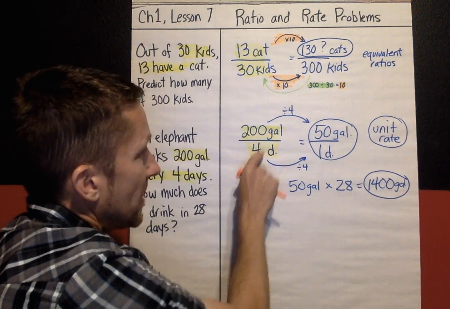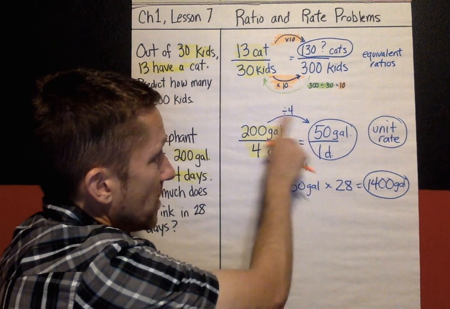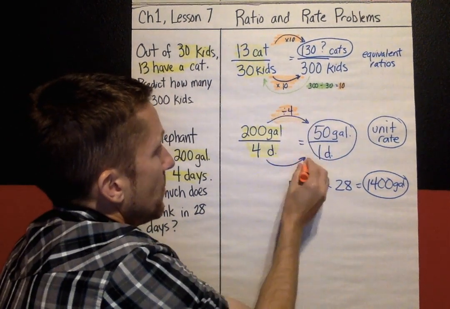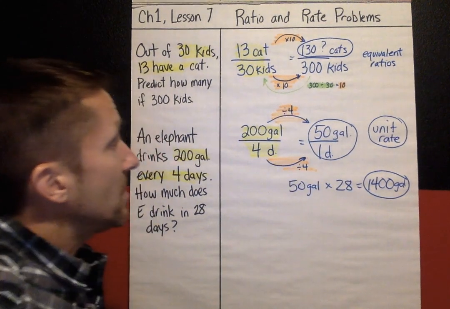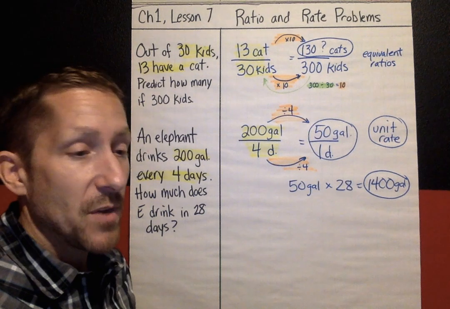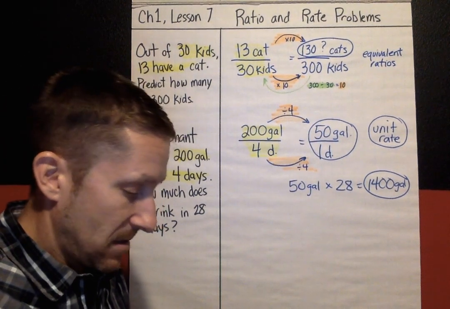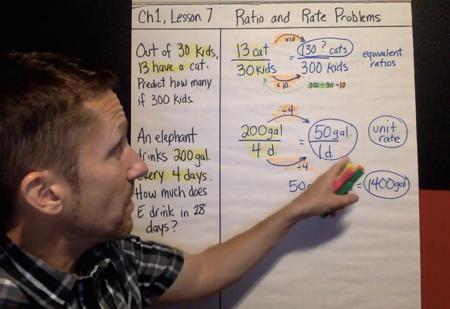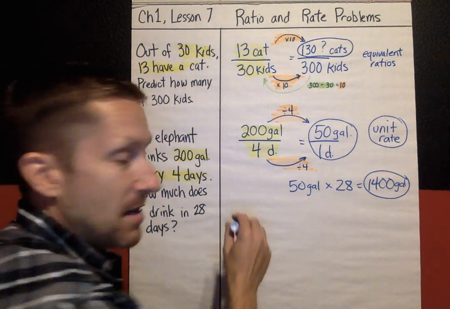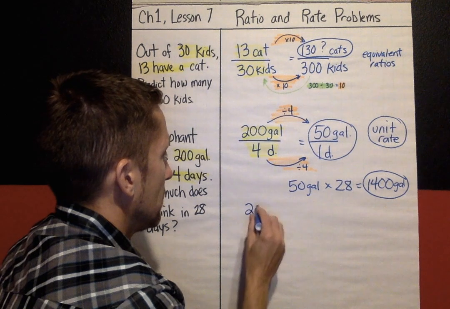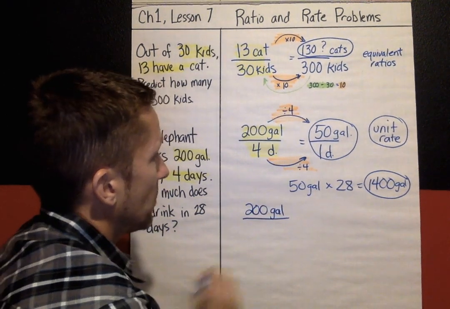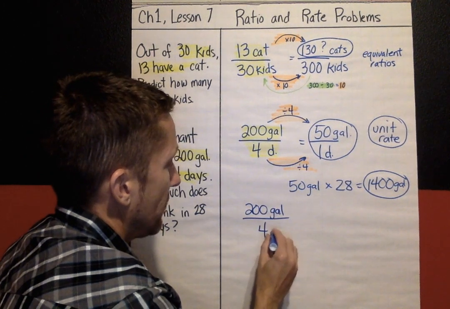Here's the rate, 200 gallons every 4 days, divide by 4, becomes a unit rate. Remember, main theme for this chapter, you have to divide by the same number or multiply by the same number to keep ratios equivalent. So this was the unit rate strategy. We could have also used an equivalent ratio strategy. That would look like this. Either one of these methods would work. 200 gallons every 4 days.